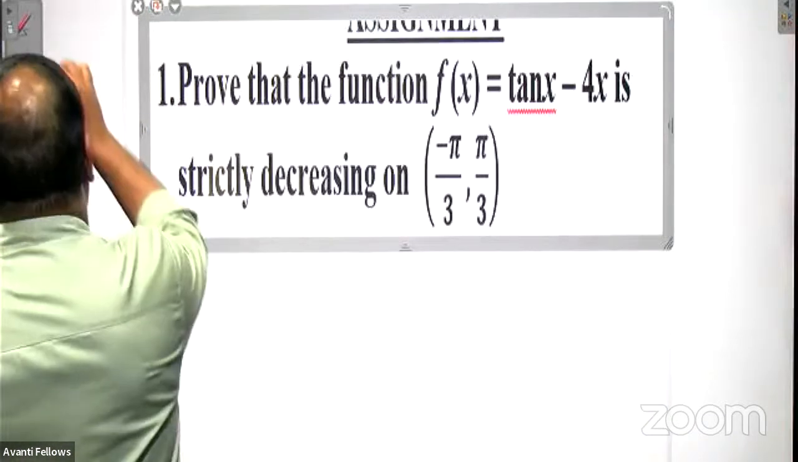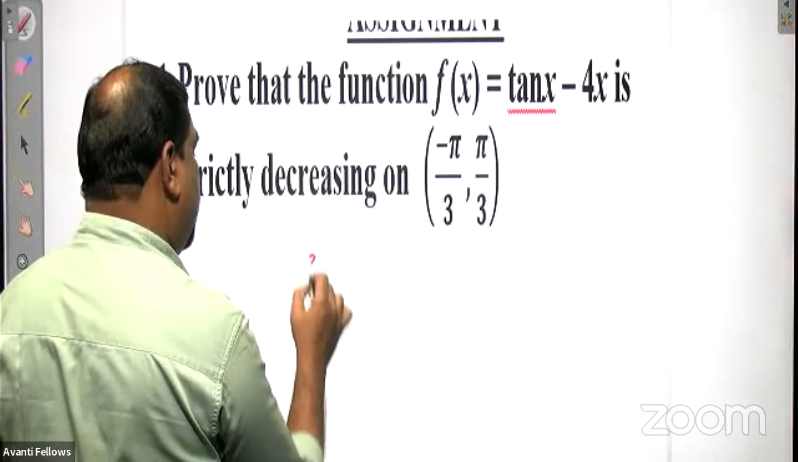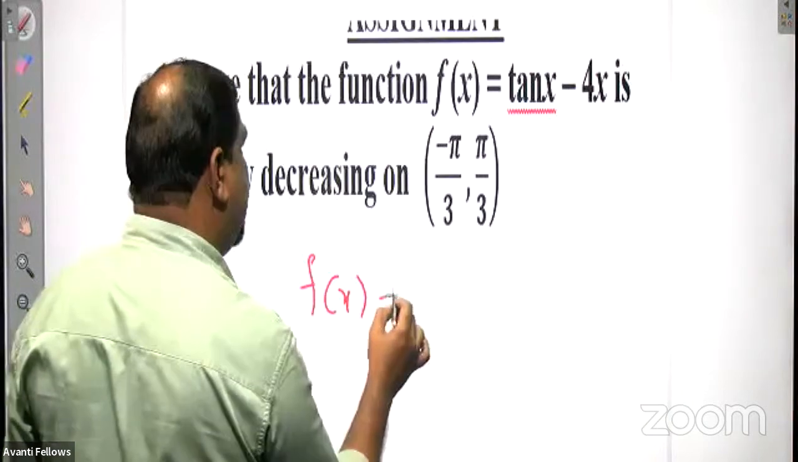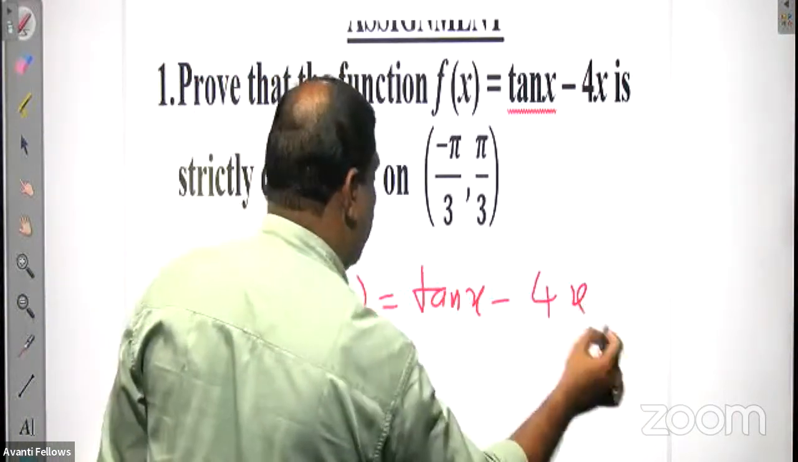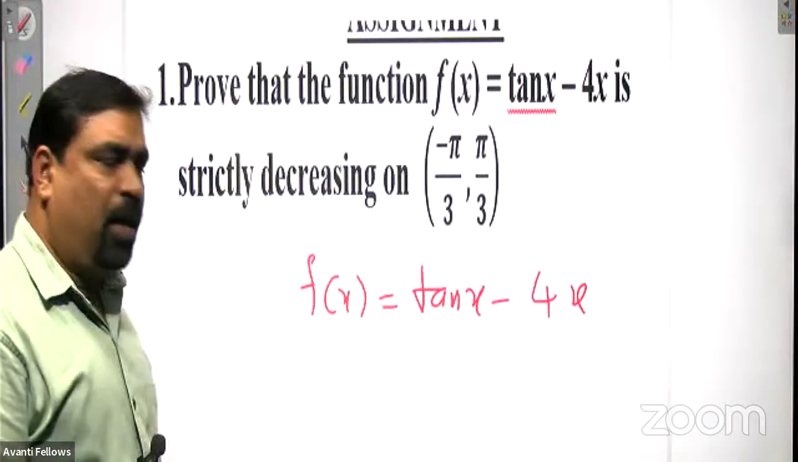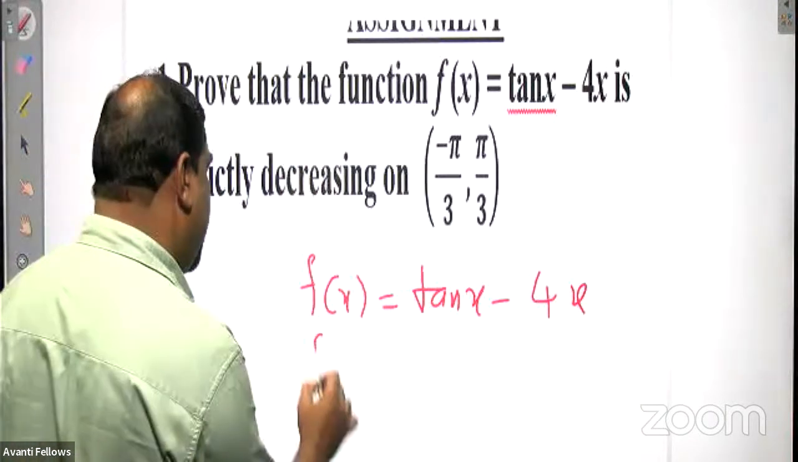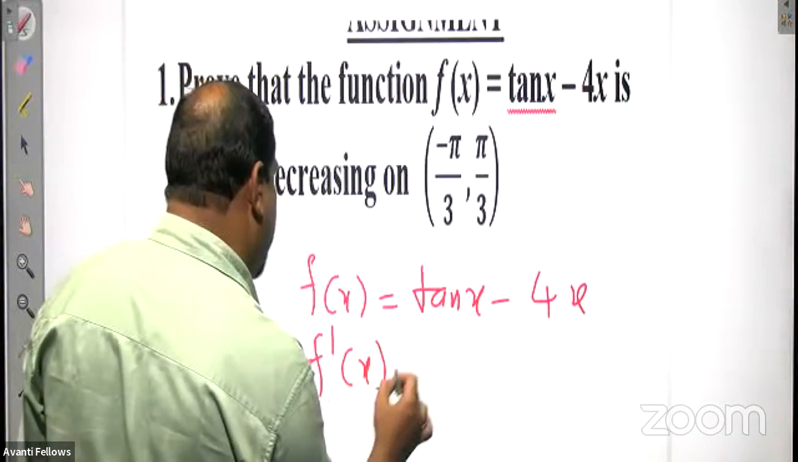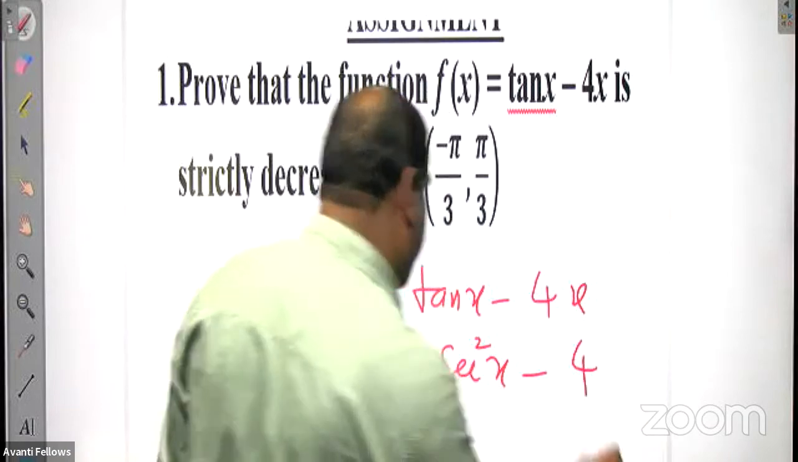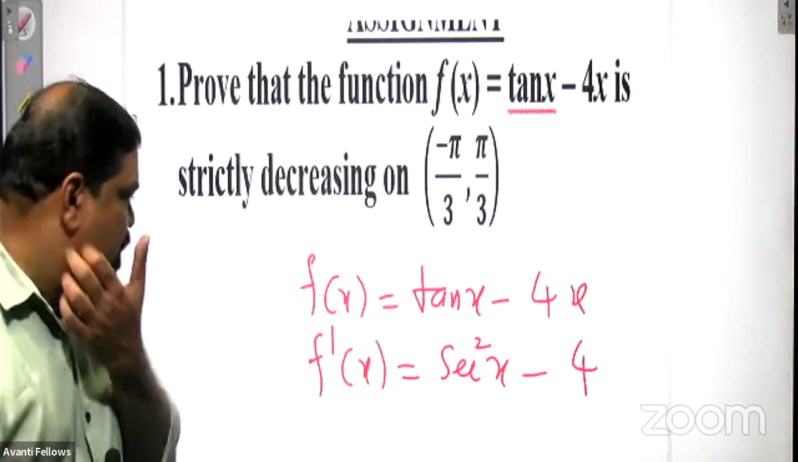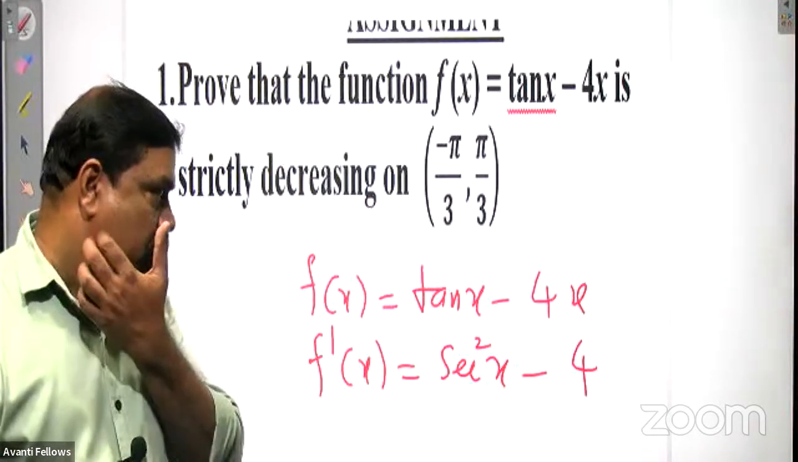So let us find the derivative. f of x equals tan x minus 4x. So what is f dash x? Everybody can write f dash x. f dash x equals sec square x minus 4.